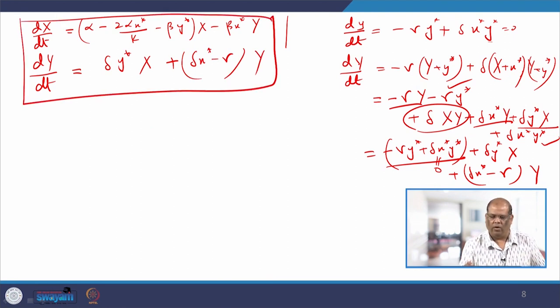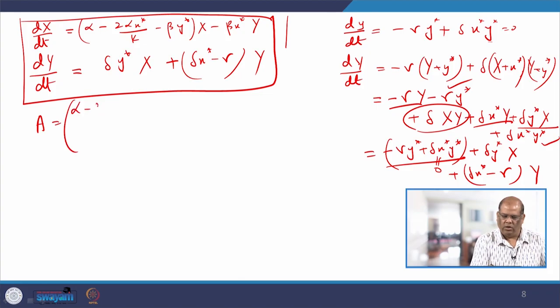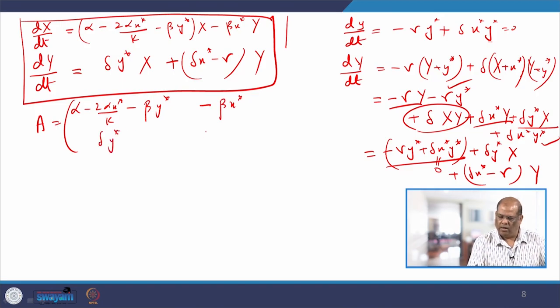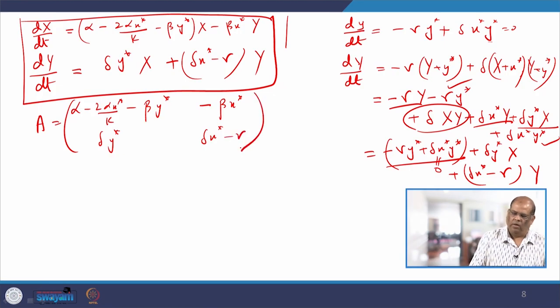And if we want to construct the matrix A from here, it will be alpha minus 2 alpha x star by k minus beta y star into x, this is minus beta x star, this is delta y star, and this is delta x star minus gamma. So, we just take the coefficients from here, and we put them here.